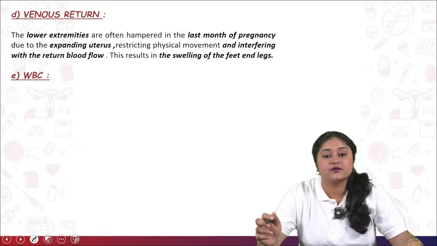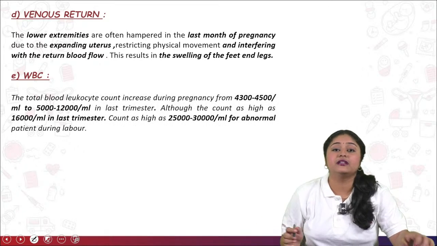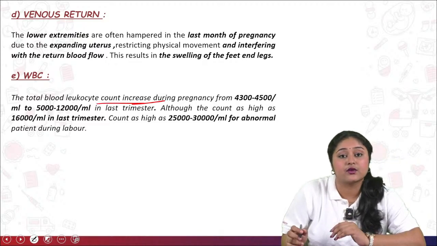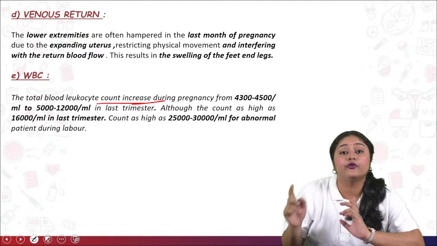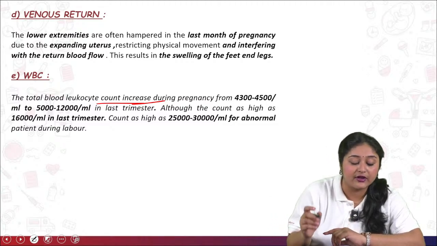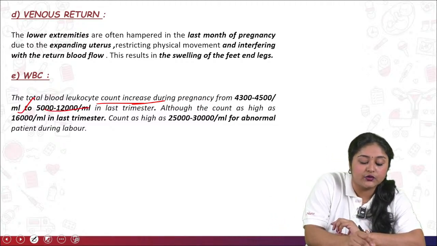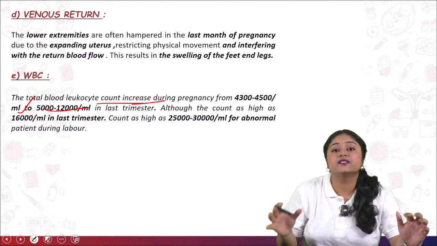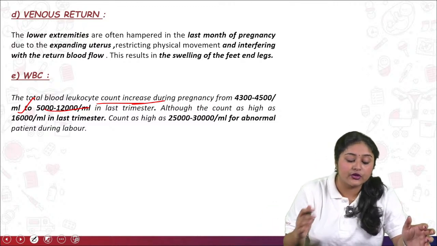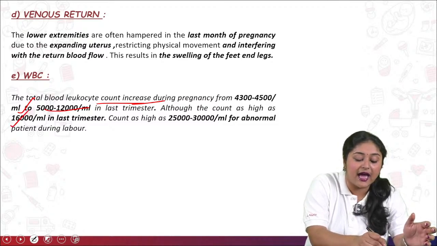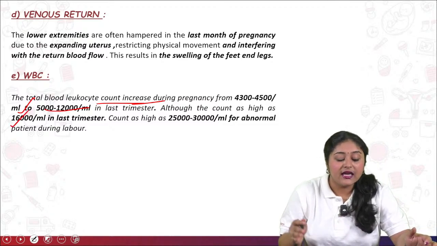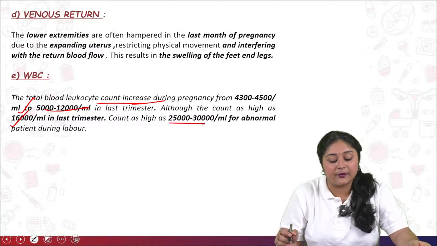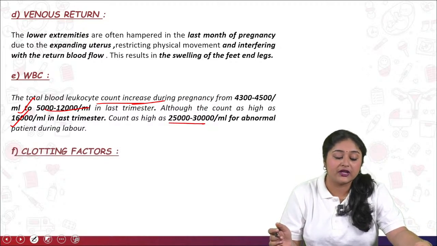So the result is swelling of the feet and legs. Now come to the WBC count. The total blood leukocyte count increases during pregnancy from 4,300 to 4,500 per milliliter to 5,000 to 12,000 per milliliter in the last trimester. Although sometimes the WBC count can go as high as 16,000 per milliliter in the last trimester, and as high as 25,000 to 30,000 per milliliter during labor.